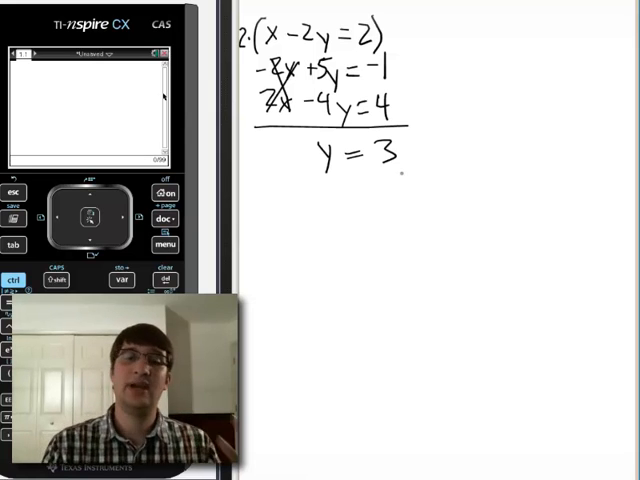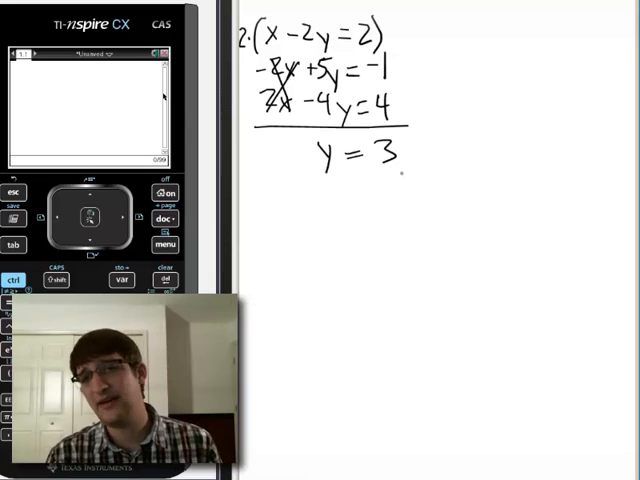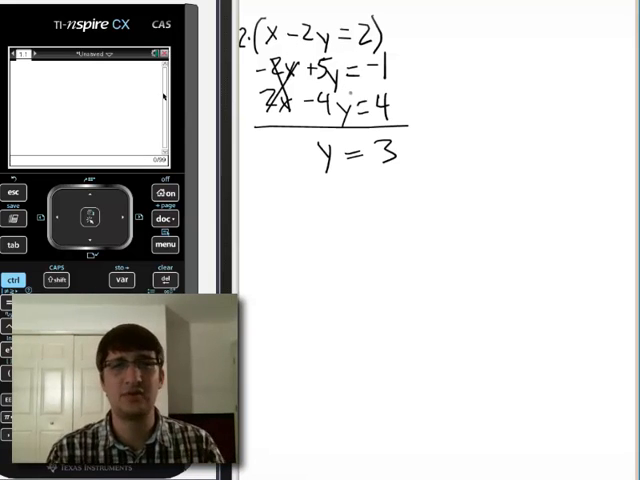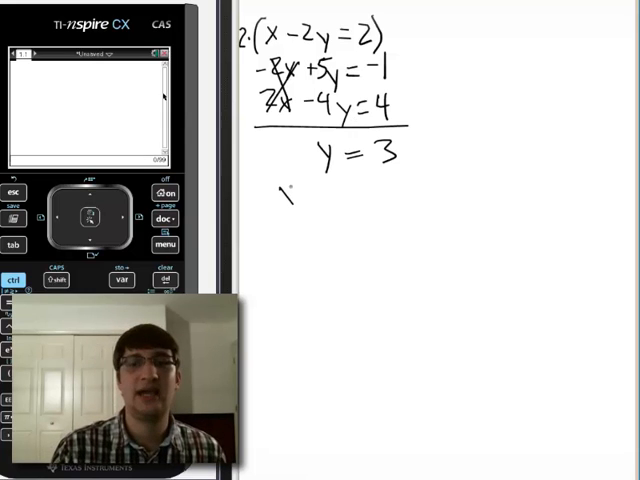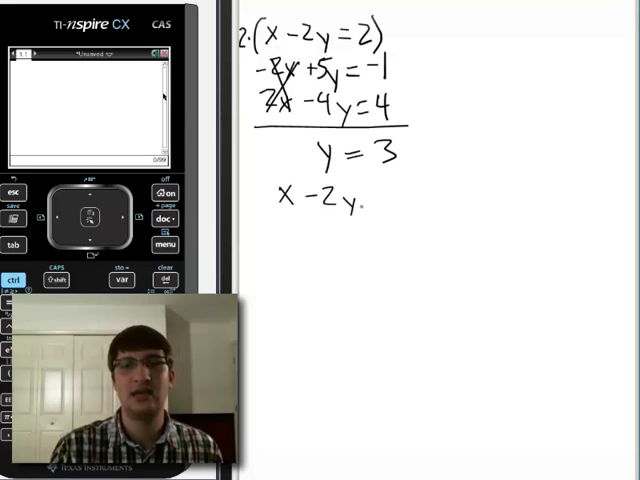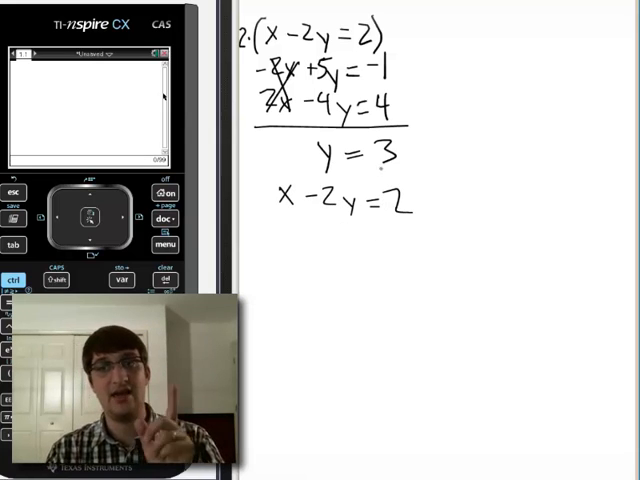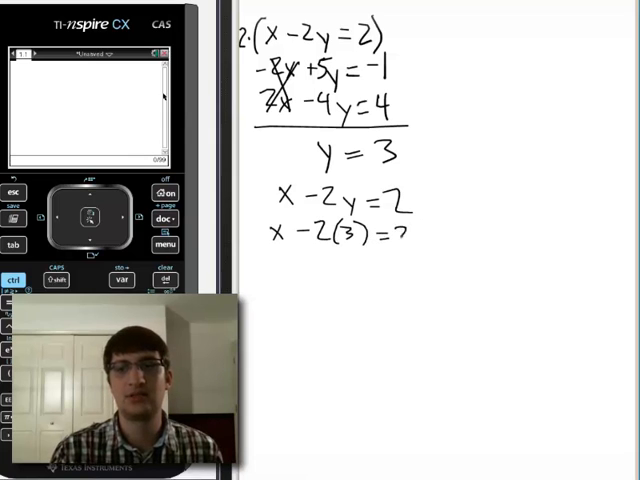Now, we got to plug this back into one of the original equations. And I'm just going to use that first one that I kind of played with a little bit. Just use the original equation. You don't have to really worry about anything much other than that. So I'm going to rewrite this. I got x minus 2y equals 2. I'm going to plug in that 3 for y, so x is not going to have anything plugged in yet. x minus 2, let's plug in that 3 now for that y, equals 2.